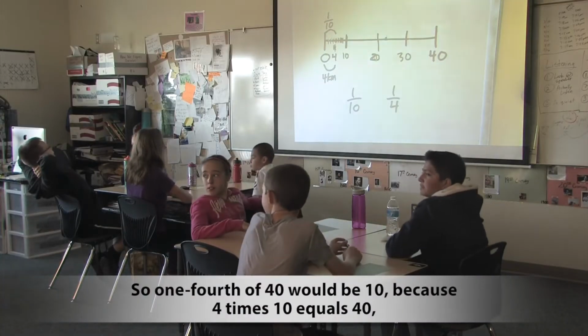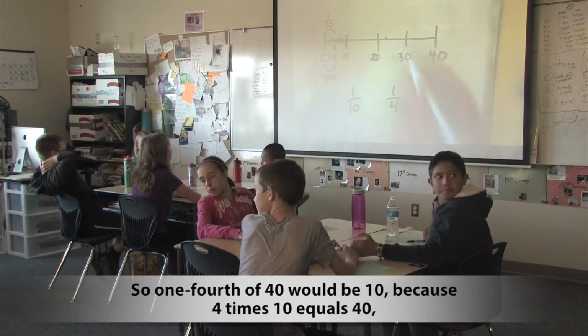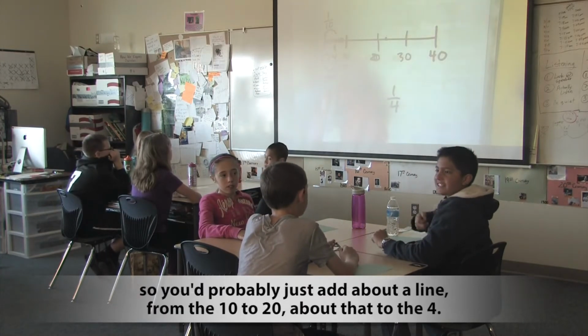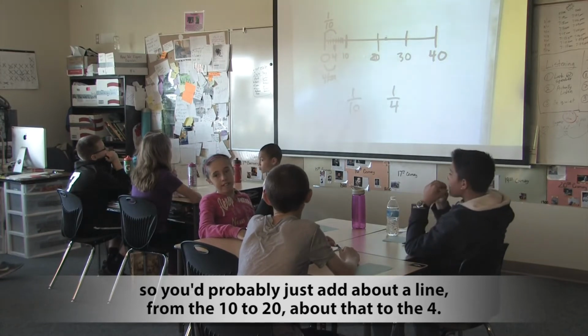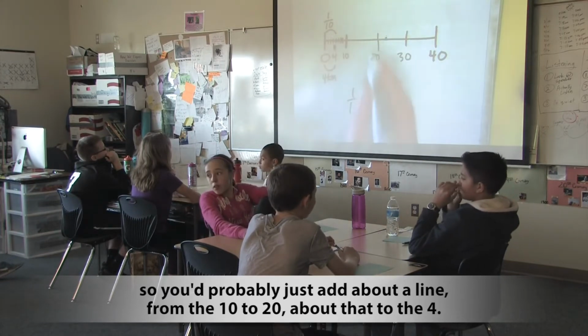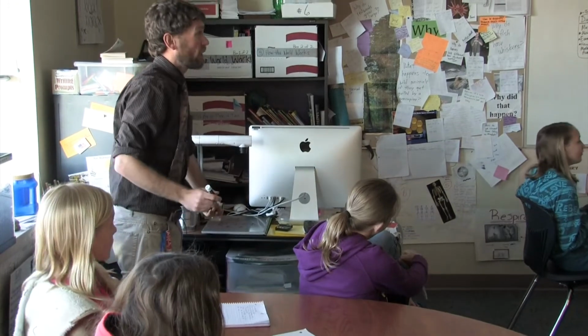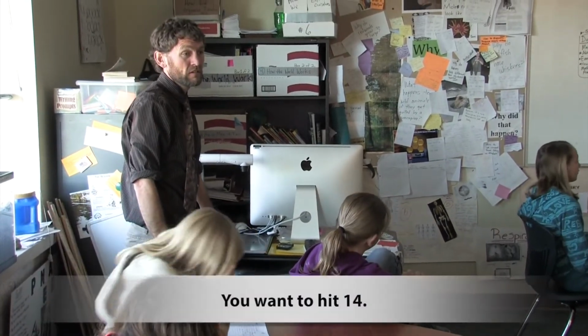Carter, so if we're going a fourth more, where do I put this on the number line? So 1/4 of 40 would be 10, because 4 times 10 is 40. So you probably just add about the length from the 10 to 20, about that, to the 14. And so where do we want to hit kilometer-wise? So you want to hit 14.